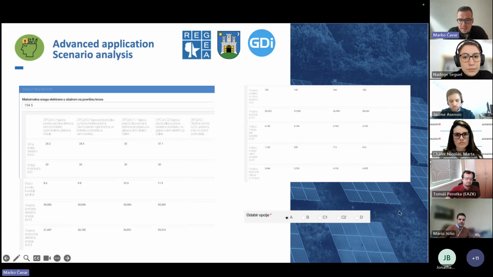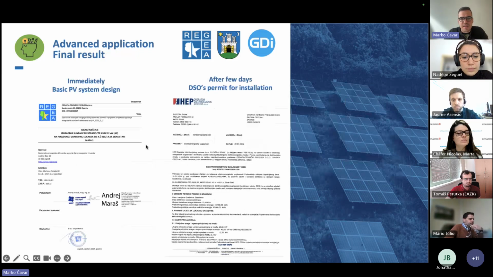Once you select your desired case, so you can see here that there are five of them, the system generates the basic system design and directly sends it to the DSO, and after that you can get the DSO permit after a few days. So that is as it is now.